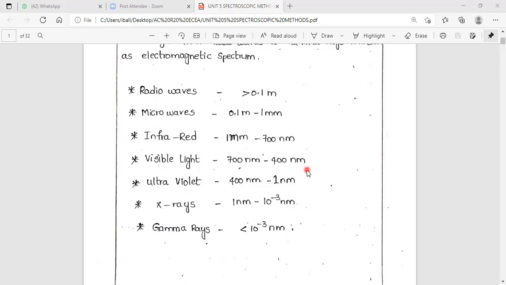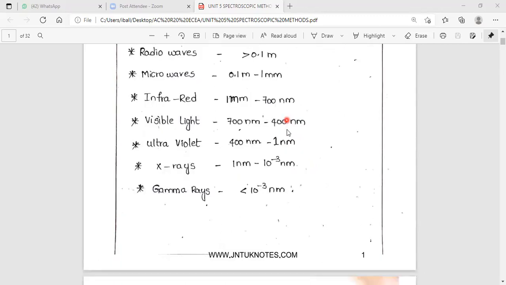Ultraviolet spectroscopy deals with electronic excitation. Infrared spectroscopy deals with vibrational excitation. Rotational spectroscopy deals with rotational excitation. Electronic excitation, vibrational excitation, rotational excitation. Based on that we can have three classifications.